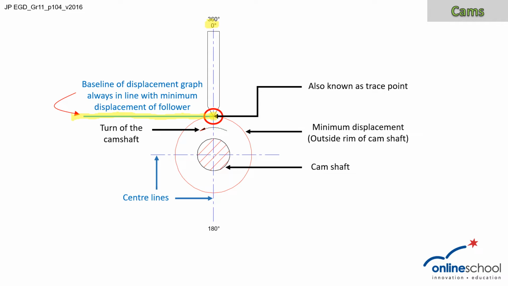We also refer to the minimum displacement of the tip of our follower here as the trace point. And we also have constructed a full construction circle all around at the displacement of our follower at its minimum, so referring to the minimum displacement. I always require this to be drawn in as well, and then we always hatch our camshaft as well. And then we make sure that our center lines are also drawn in properly. And lastly, we must show the turn of our camshaft by indicating it with an arrow, in this case anti-clockwise.